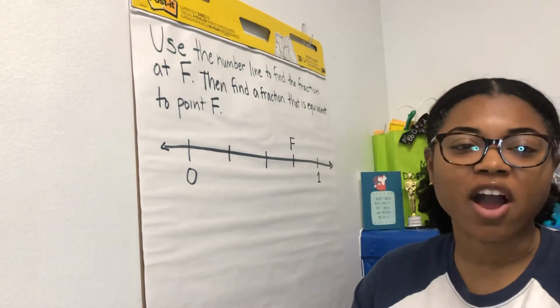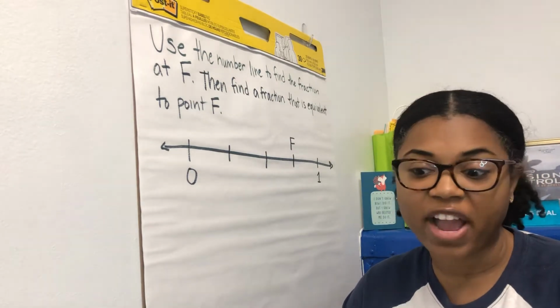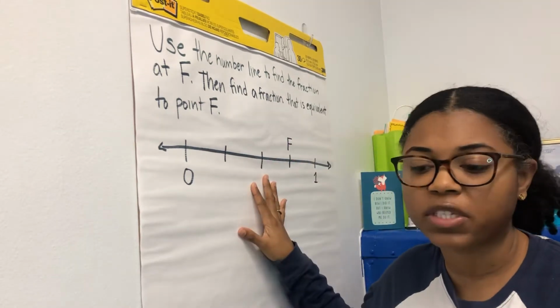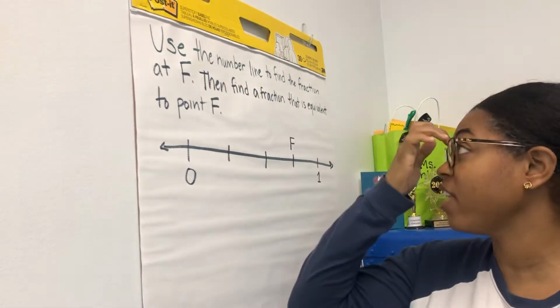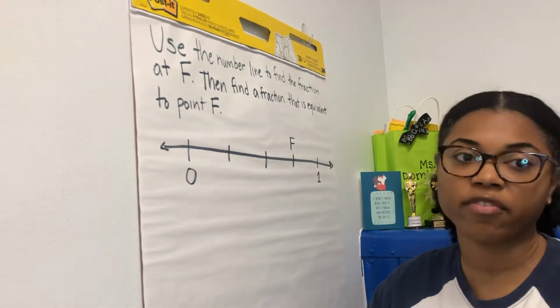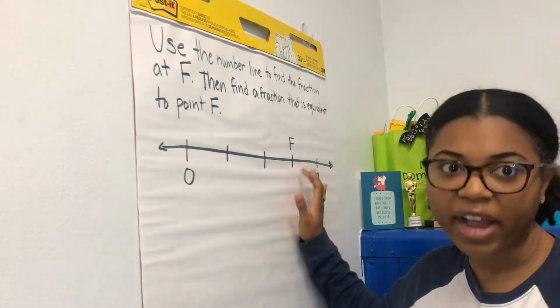We're back and we're going to be talking about finding equivalent fractions. Here's a problem from this week's quiz. Use the number line to find the fraction at f, then find a fraction that is equivalent to point f. So first, I have to figure out where f is.